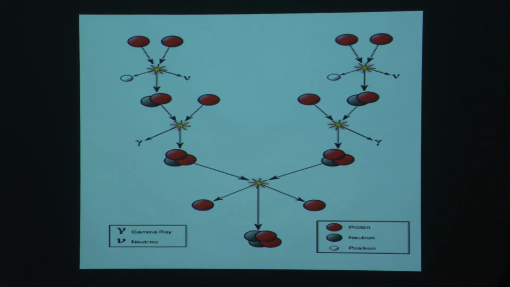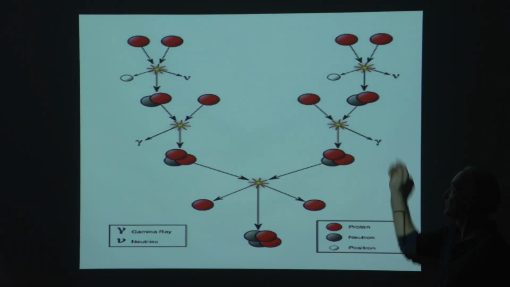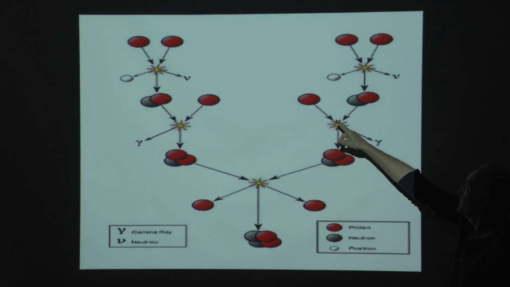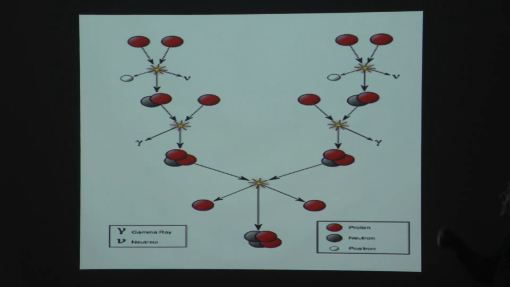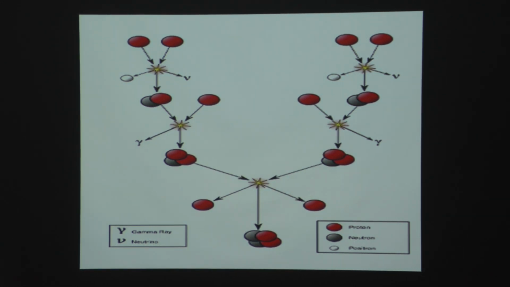This is basically what's happening with the fusion within the sun. And both of these are the same. I'll start on this side. You start out with two protons, the red, and when they combine, they release a positron, which is the antiparticle of the electron. And they release a neutrino.